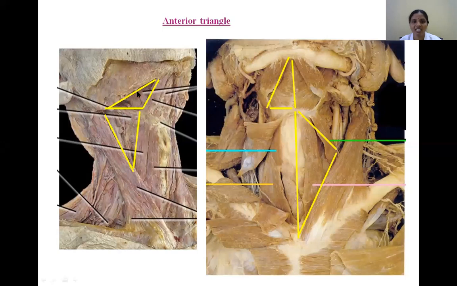So how many triangles here? Digastric triangle, carotid triangle, submental triangle, muscular triangle. Okay. So how many in total? 3.5. See, 1, 2, 3, and this half. So 3.5 triangles we can identify in the anterior triangle.